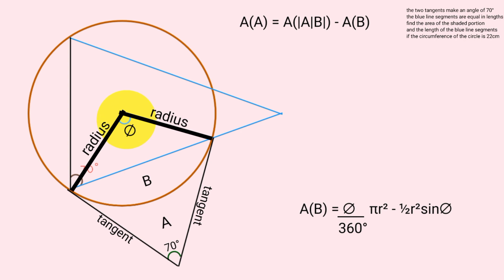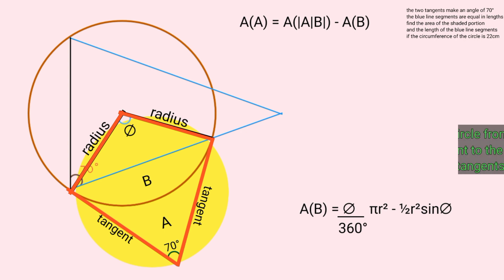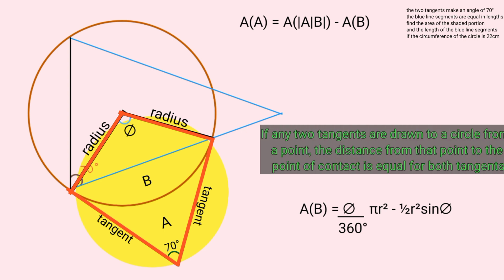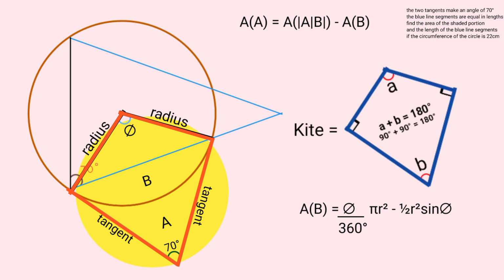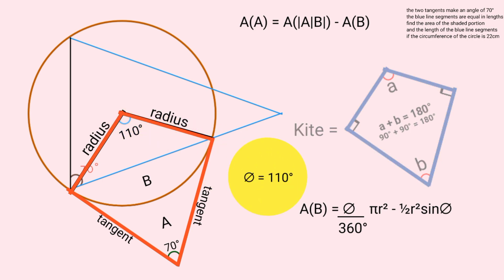We don't know, but if you look at this here, it has the shape of a kite, because this and this are radii, and these two sides here are equal in length, because from the circle theory, if any two tangents are drawn to a circle from a point, the distance from that point to the point of contact is equal for both tangents. And we know the opposite angles of a kite must sum up to 180 degrees. So since this is 70 degrees, this must be 180 degrees minus 70 degrees, which is 110 degrees. So theta equals 110 degrees.